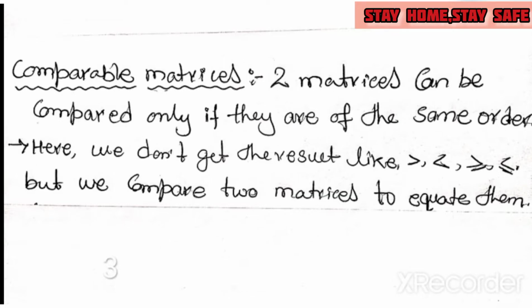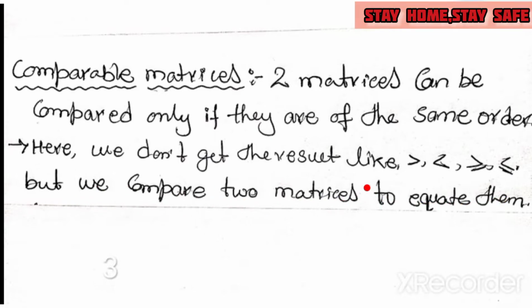Next in the line we have comparable matrices. As the name itself suggests, comparable means it can be compared. So two matrices can be compared only if they are of the same order. Here, my friends, we have one condition: both matrices should be of the same order. And here we don't get a result like greater than, less than, greater than or equal to, or less than or equal to. It means that at the conclusion we don't get a result that matrix A is greater than or less than matrix B, but we compare two matrices to equate them.